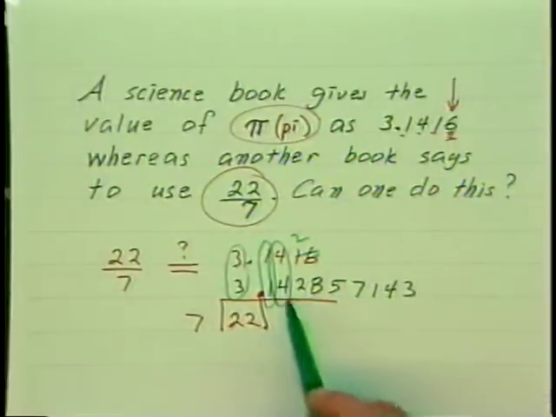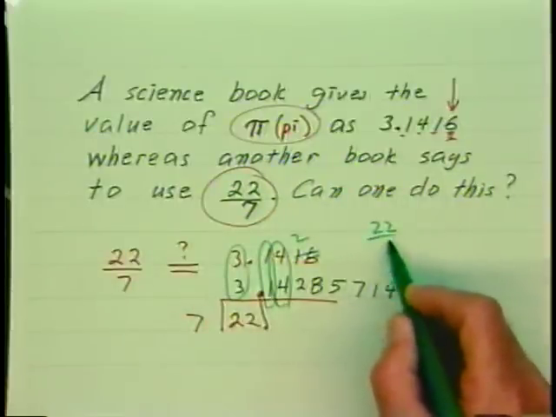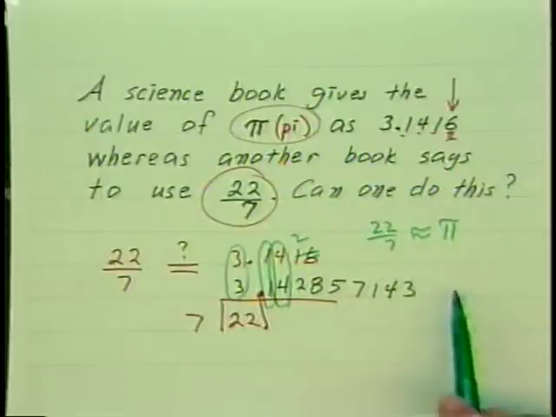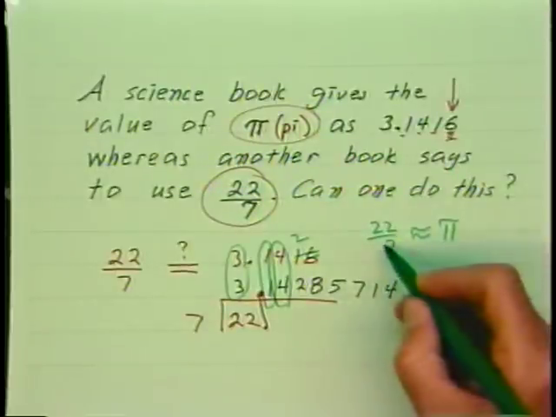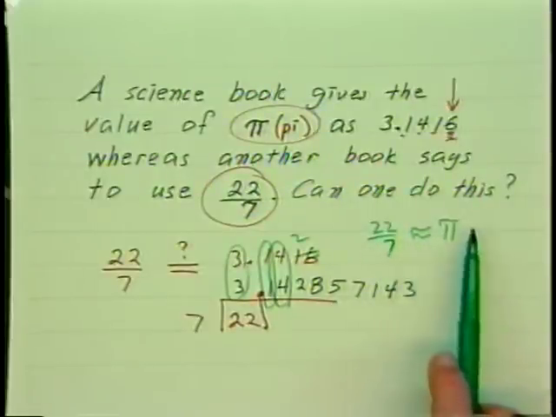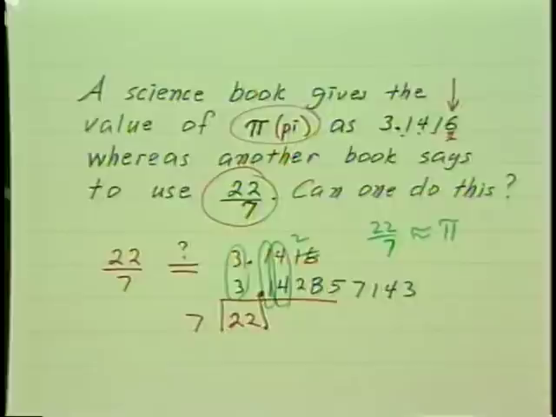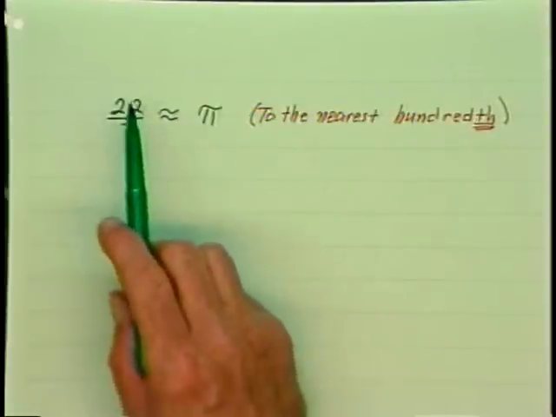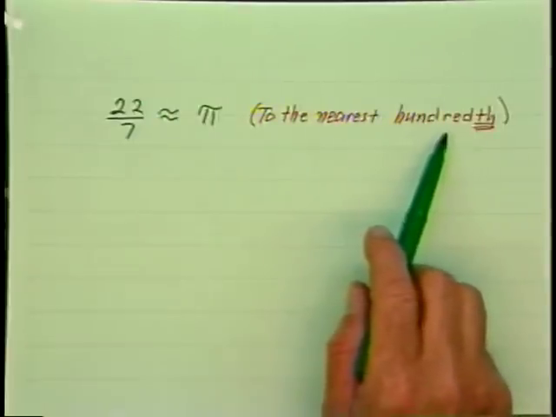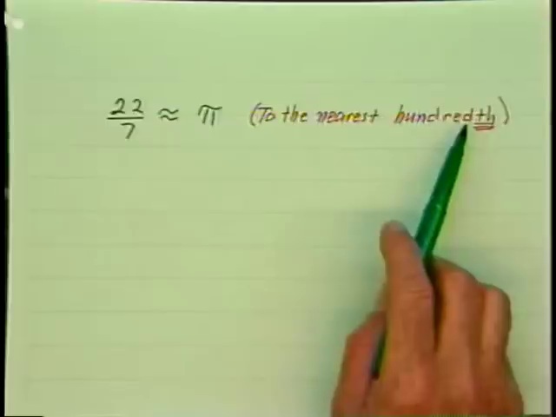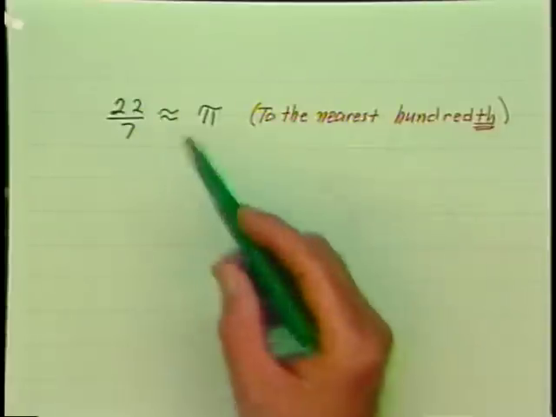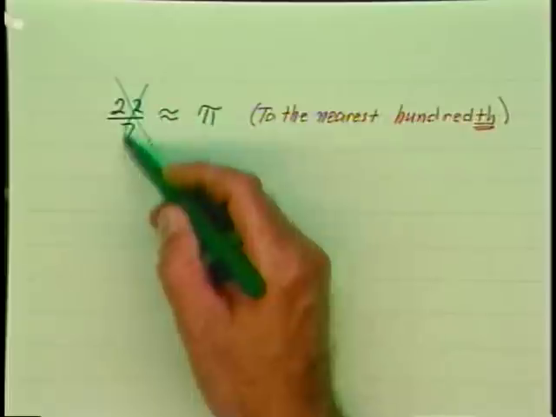So what we can really say is that 22 sevenths is approximately equal to pi. And we can say more than that. We can tell you exactly how approximate it is. So the correct statement is that 22 sevenths is not equal to pi. However, it is correct to say that 22 sevenths is approximately equal to pi to the nearest hundredth. So if this amount of accuracy is good enough, you could use this fraction as an approximator. If you need more accuracy than that, then this would not be good enough.